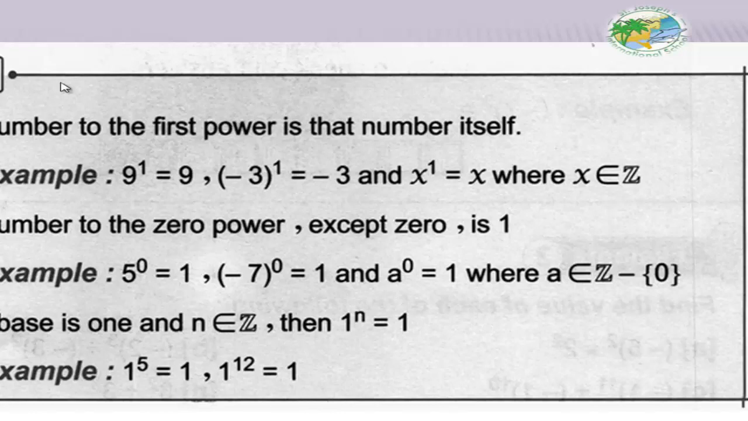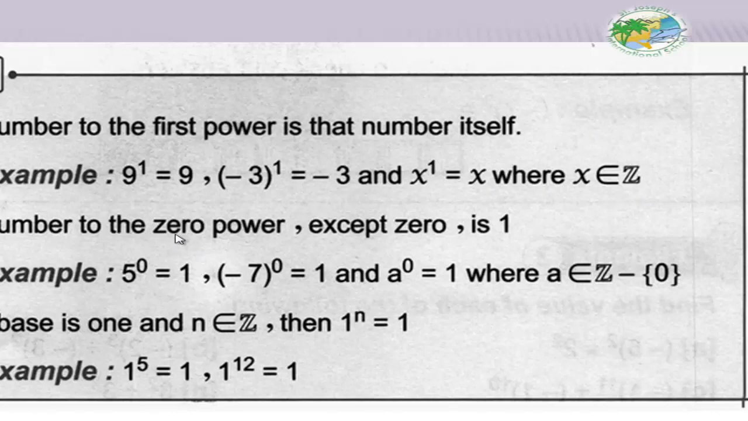Remark: any number to the 1st power is that number itself. For example, 9 power 1 equals 9, negative 3 power 1 equals negative 3. Without a written power, the power is 1. x power 1 equals x, where x belongs to Z.